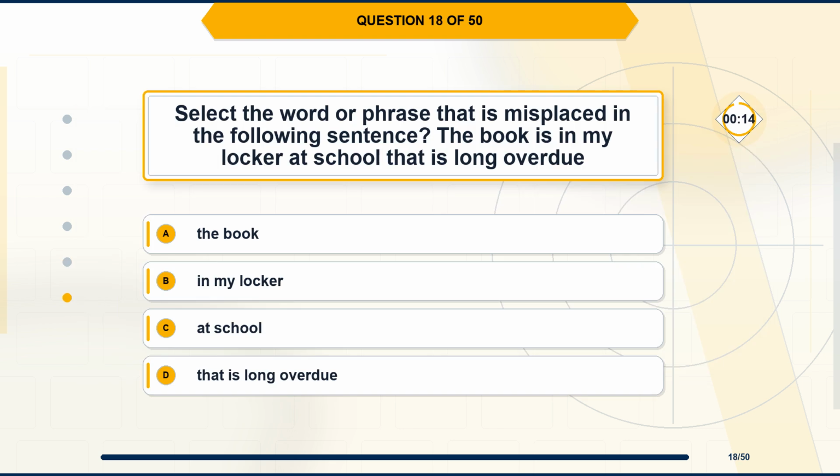Question 18. Select the word or phrase that is misplaced in the following sentence. The book is in my locker at school. That is long overdue. Option A, the book. Option B, in my locker. Option C, at school. Option D, that is long overdue.